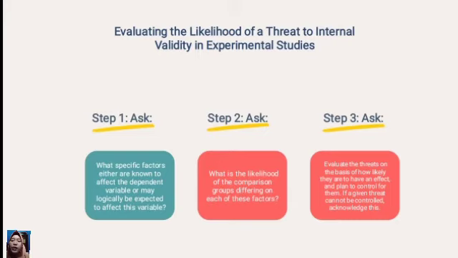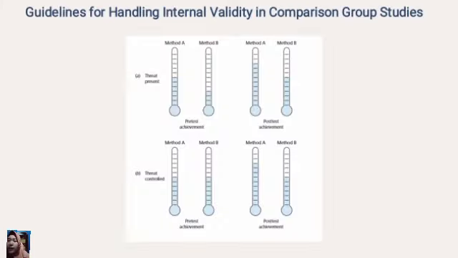evaluate the traits on the basis of how likely they are to have an effect and plan to control for them. If a given trait cannot be controlled, acknowledge this. And in here there are the guidelines for handling internal validity in comparison group studies. Actually, this is related to step 2.